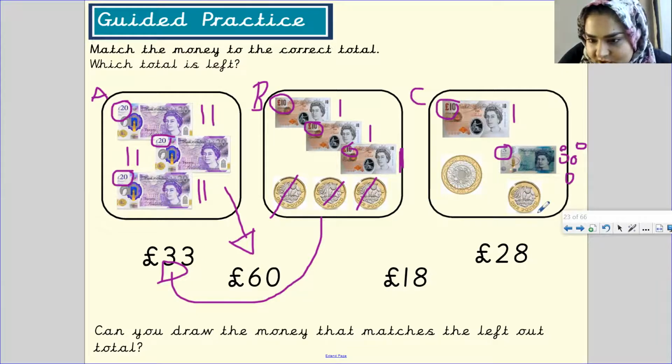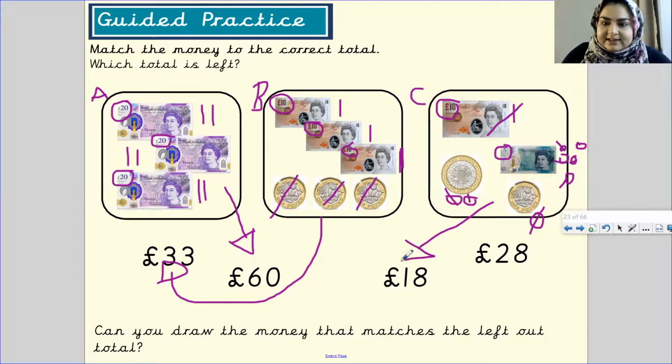And then this is £1. I'm going to do my circle, and then this is worth £2 ones. Okay, £2. Now I'm going to count it. So I have 10, 11, 12, 13, 14, 15, 16, 17, 18. So C is worth £18.